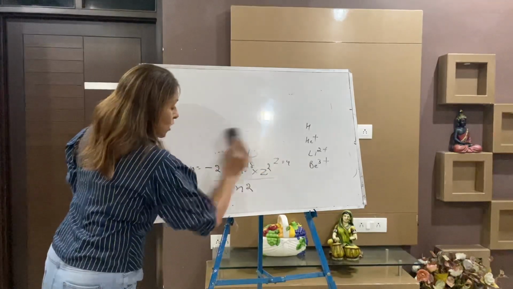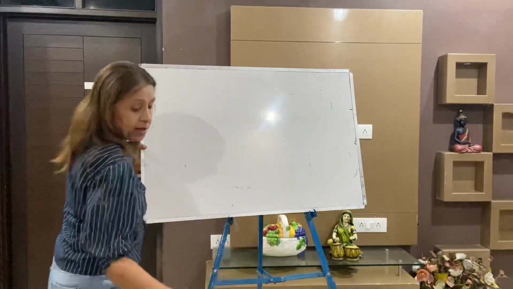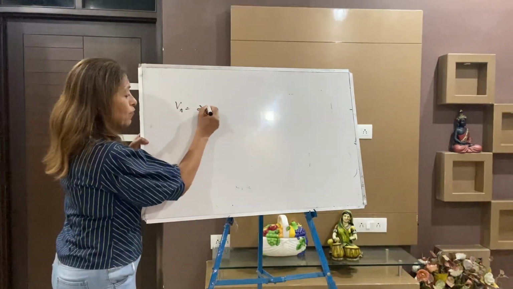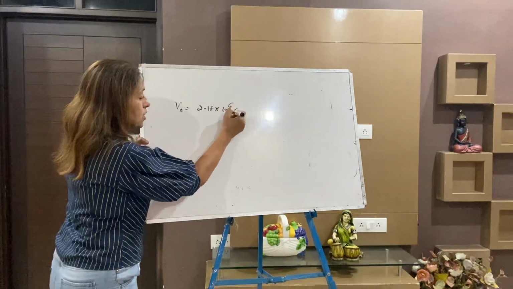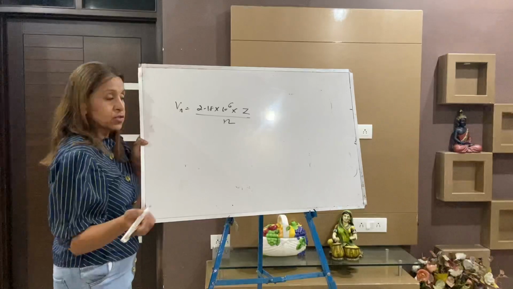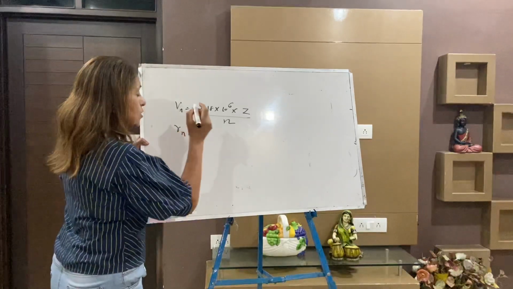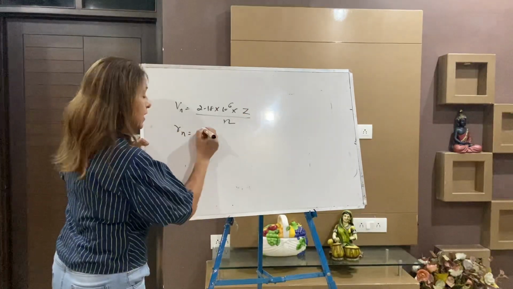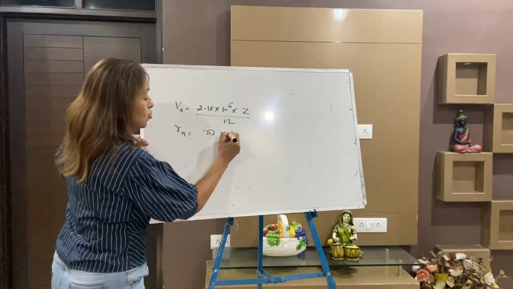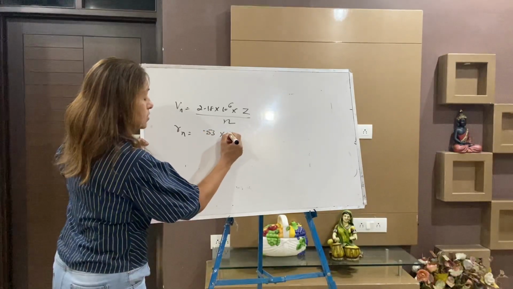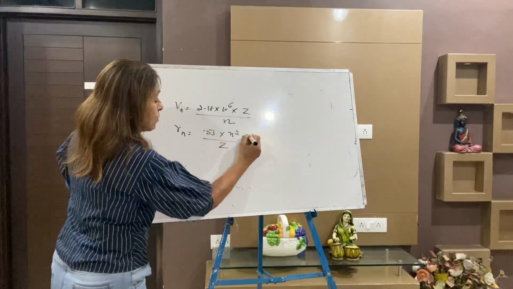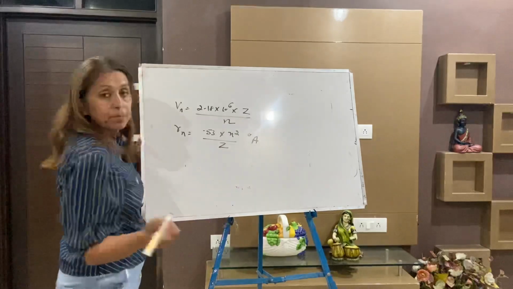And then you calculate velocity and the radius. There is a calculation. Velocity is your 2.18 into 10 to the power 6 into Z by N. So velocity will come in meter per second, and your radius is 0.53 into N square by Z. This is your formula in Angstrom.